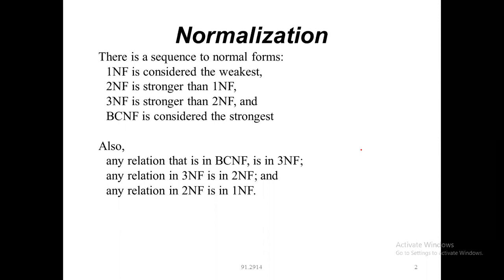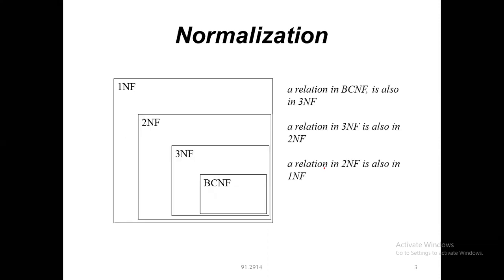The sequence you have to follow is this: after first you go to second, only after second comes third, and after third we have BCNF. When I say we are in BCNF, that means our database is strongest. So BCNF is linked to third, third is linked to second, and second is linked to first. This is what we were taught in the previous class.